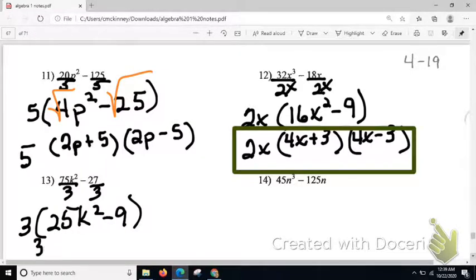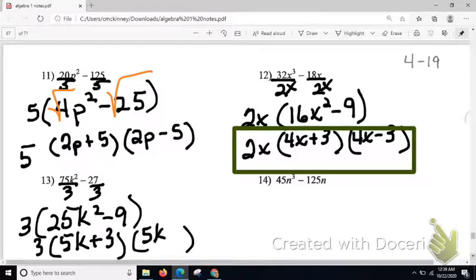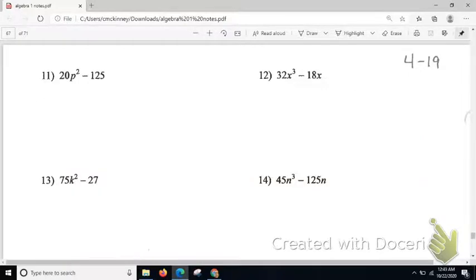Three is going to stay on the outside. And then we need to take our square roots. Remember, when it's difference of squares, my 2 sets of parentheses are going to look the same, except the sign. All right? Hopefully, so far, so good. So it's just combining 2 things that you've already learned: difference of squares and GCF.